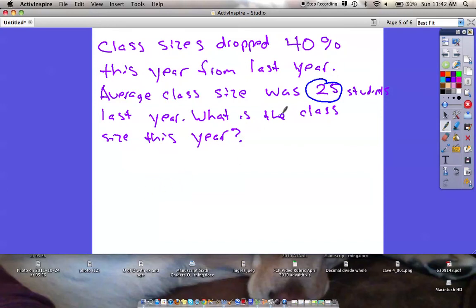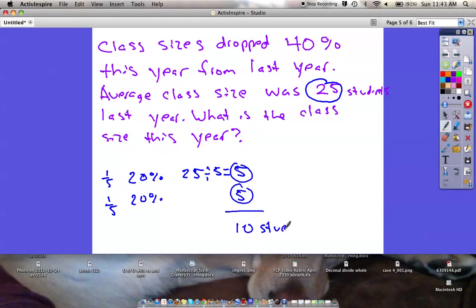So we need to do 40% of 25 students. So 40% is going to be a couple of 20s we could probably do. Okay, there's a lot of ways we could do it. We could do 40% could be 8 5%, but I'll just do 2 20%. I know 20% is 1/5. Okay, so if I do 25 students divided by our 1/5, which is our 20%, I get 20% is 5 students. Okay, another 20% is going to be the same problem as another 5 students, so our total would be 10 students. This is our 40% decrease. This is how much it dropped.